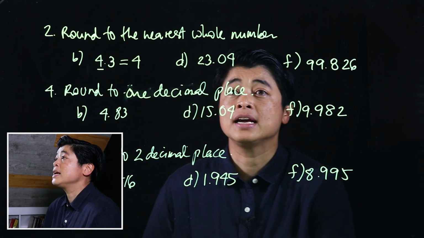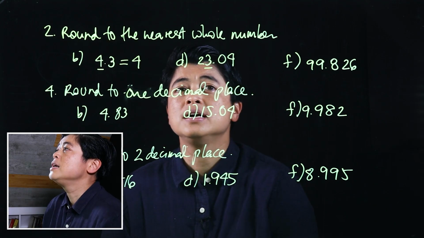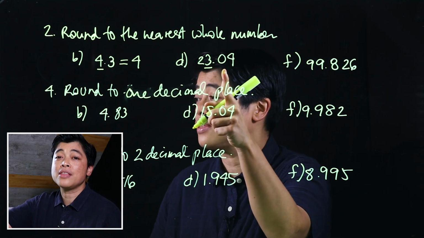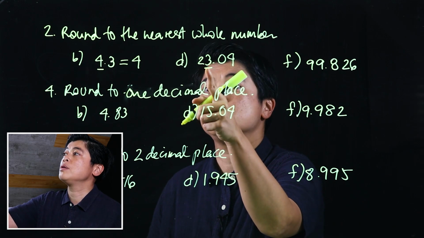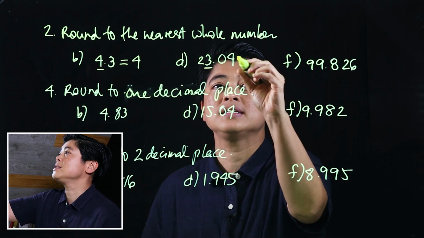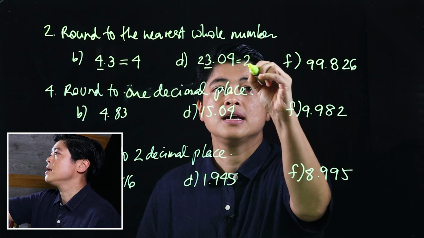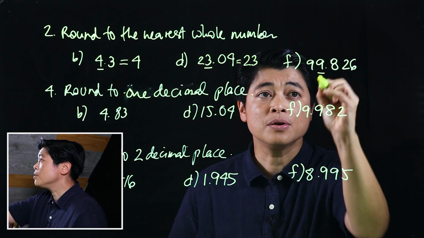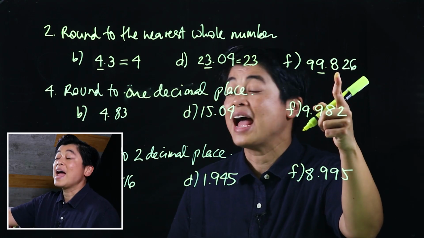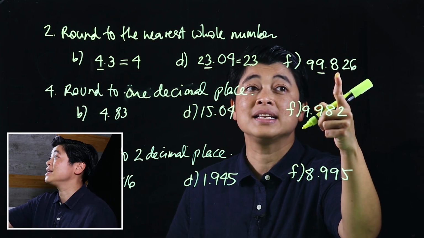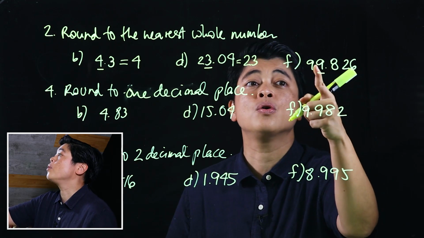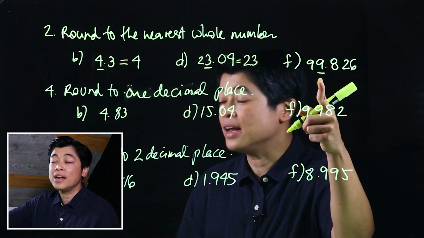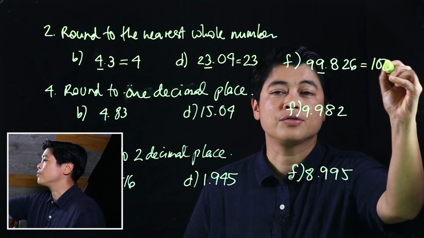In the next problem, to the nearest whole, the 3 is the whole number. The digit after the 3 is 0, which means we don't make this go up. So this is 23. Finally, to the nearest whole, the digit after the underlined number is an 8, which means that has to go up by 1. So 99 goes up by 1 and becomes 100.